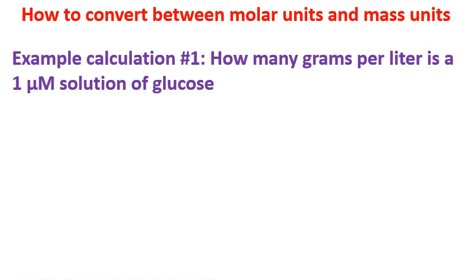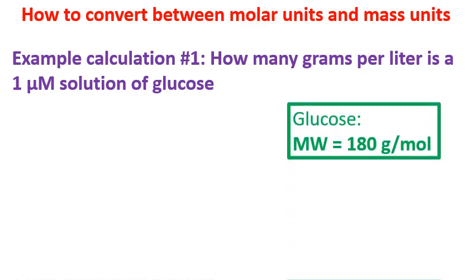We might need to convert between grams and moles of different types of chemicals. It might be just an absolute gram amount to an absolute molar amount, or it might be the concentration in something like grams per liter to moles per liter. So let's use this calculation to get some experience with this. We could ask ourselves, how many grams per liter is a 1 micromolar solution of glucose?